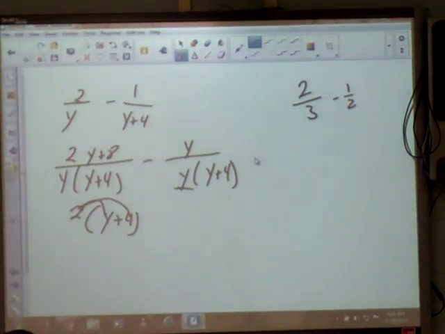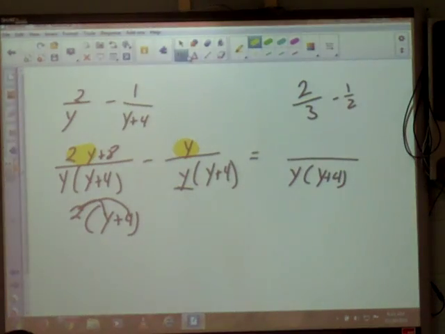Alright, so now we've got a common denominator. So my answer is going to have y times y plus 4. And on the top, there's actually some like terms up there. You've got 2y minus 1y, which is just a 1y. And then you've still got plus 8.